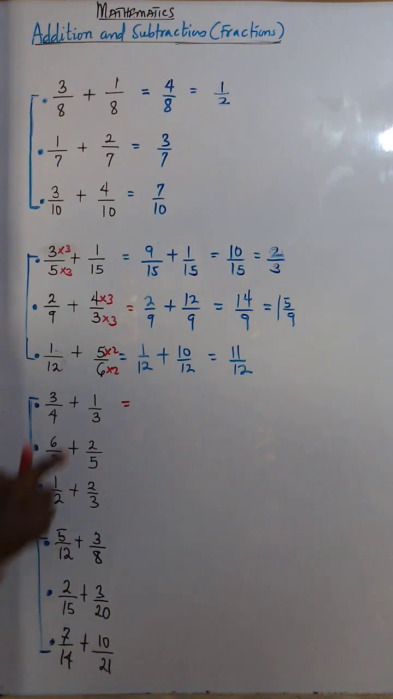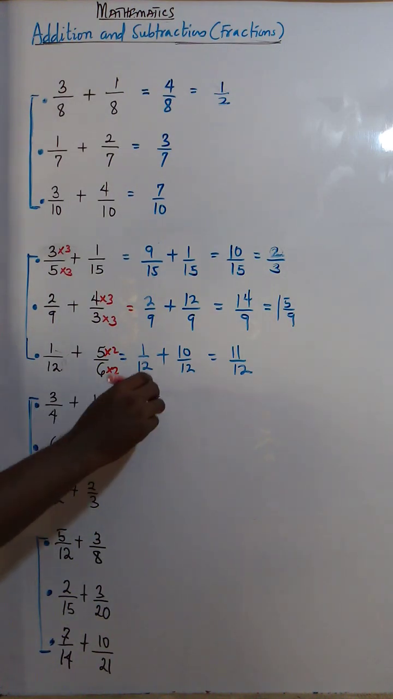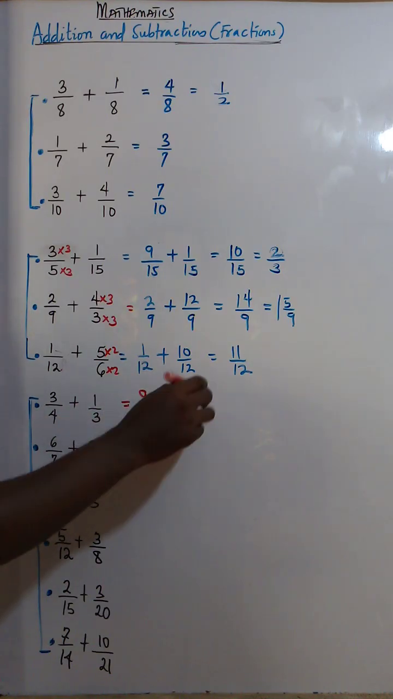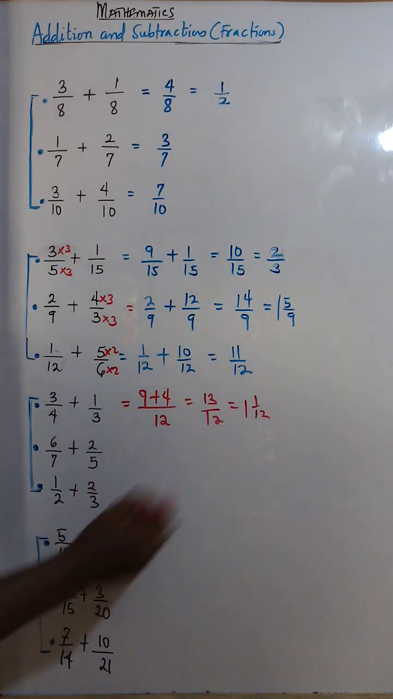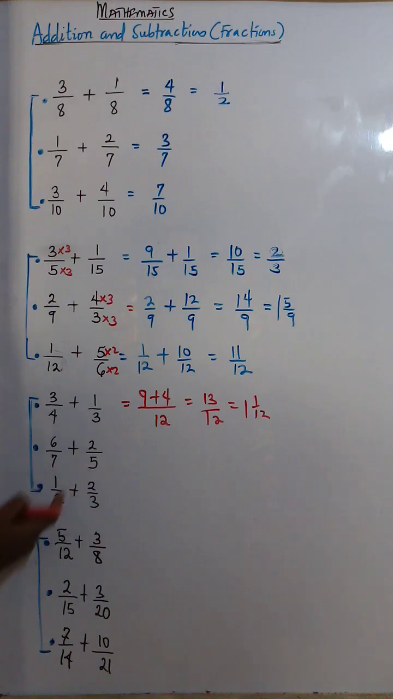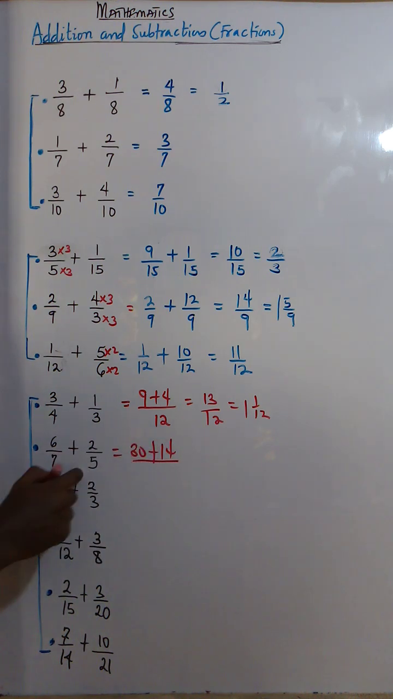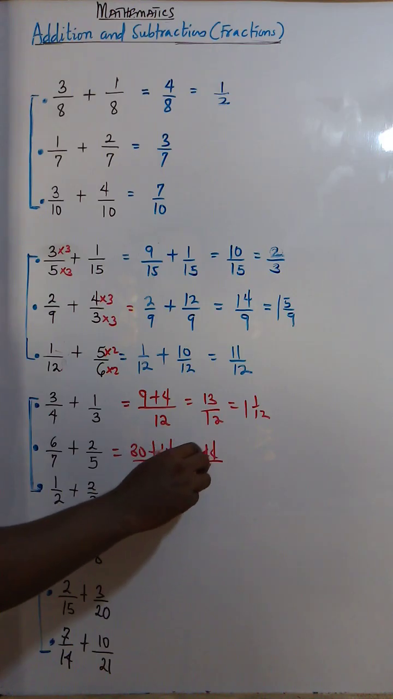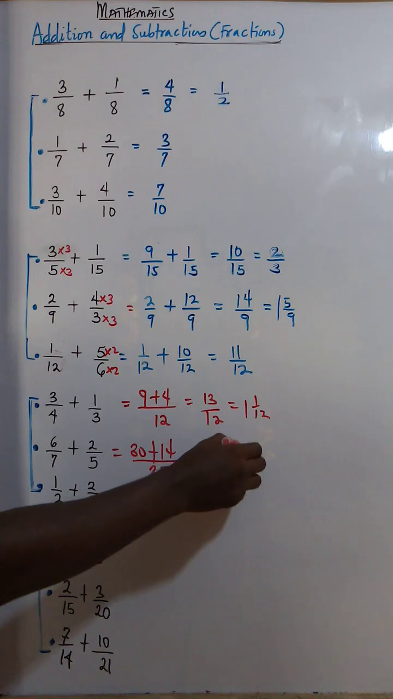Look at this shortcut. 3 times 4, 4 times 1, then we'll do 4 times 3, 12. So what's the answer? 13 over 12. As a mixed fraction, 1 and 1 over 12. Same thing goes there. There's no common factor between 7 and 5. 6 times 5, 30. 7 times 2, 14. 7 times 5, 35. Then we subtract.